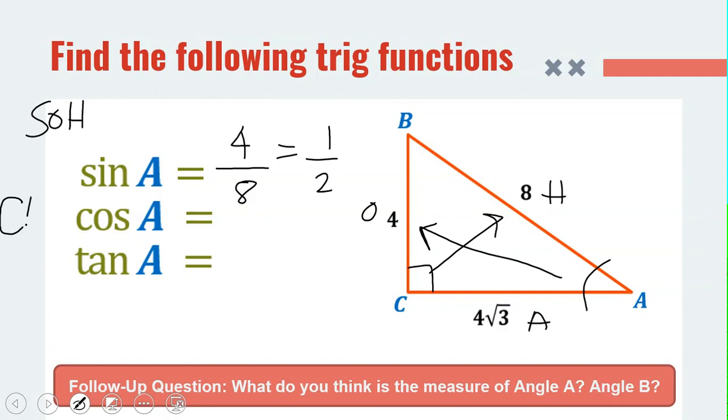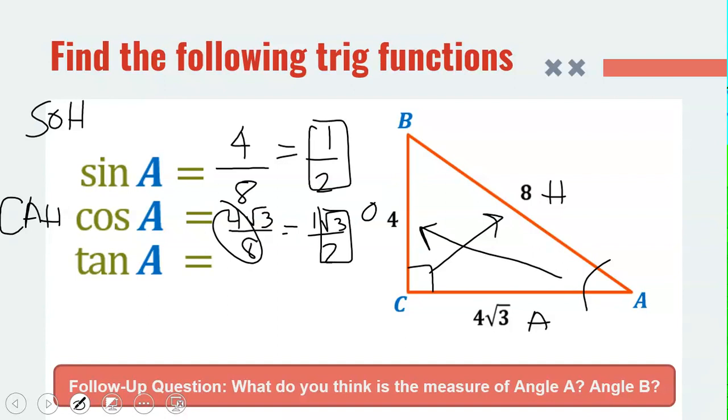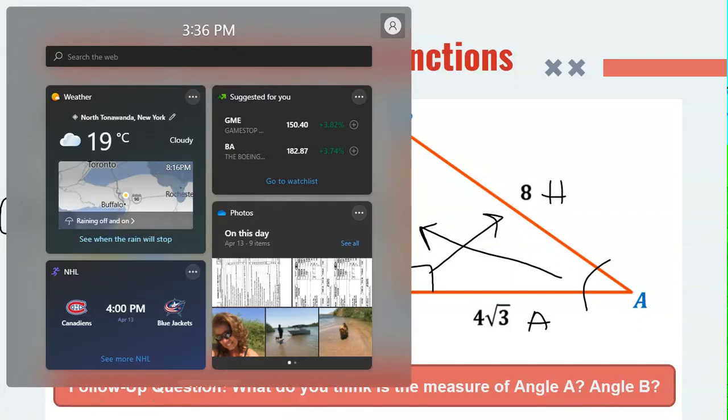Cosine, that's going to be the CAH of our SOHCAHTOA. That's going to equal the adjacent side divided by the hypotenuse. The adjacent side is 4 radical 3, thanks to our handy-dandy labels, and our hypotenuse is 8. Again, we can simplify 4 over 8 to be 1 over 2, so radical 3 over 2 would suffice. And lastly, we have tangent. That's the TOA.